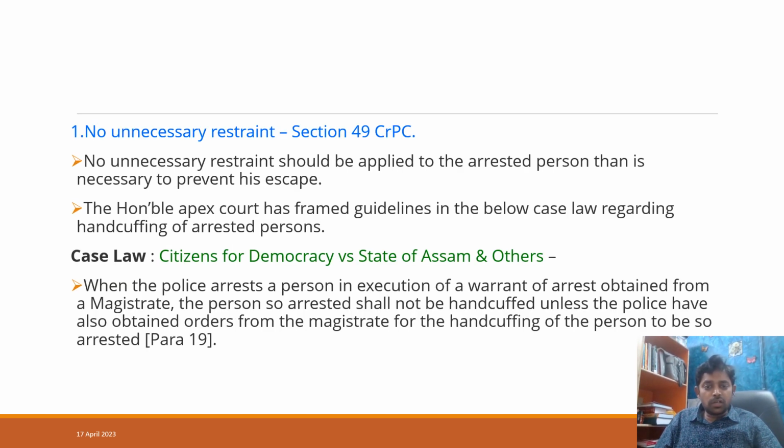No unnecessary restraint under Section 49 CRPC. No unnecessary restraint should be applied to the arrested person than is necessary to prevent his escape. The Honorable Apex Court has framed guidelines in the below case law regarding handcuffing of arrested persons. Citizens for Democracy versus State of Assam and others. When the police arrest a person in execution of a warrant of arrest obtained from a magistrate, the person so arrested shall not be handcuffed unless the police have also obtained orders from the magistrate for the handcuffing of the person to be so arrested.